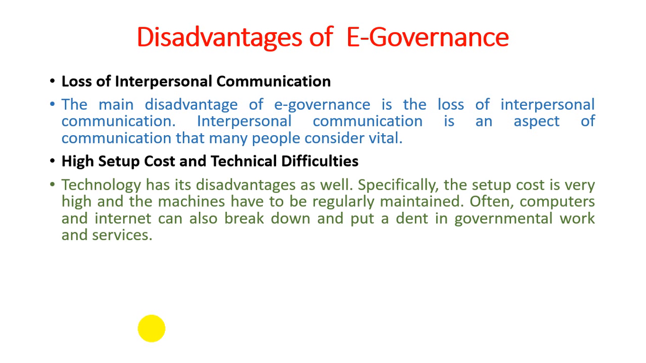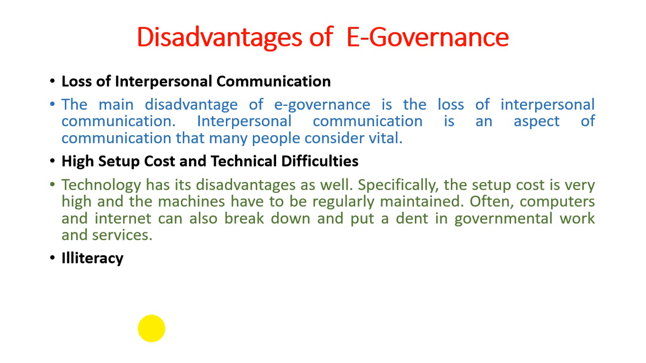Technology has its disadvantages as well, because the setup cost is very high, and the machines have to be regularly maintained. If that is not happening, then technical difficulty will always be there. Often a computer and the internet can also break down and put a halt to governmental work and services. As in the previous example, the ATM is not working, the server is down, and if the internet is not working, then every service will go down. So it is one of the drawbacks of e-governance.